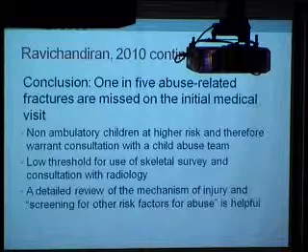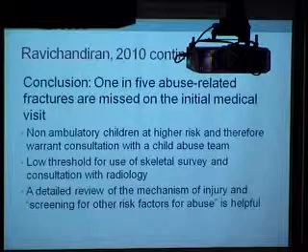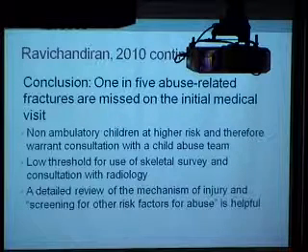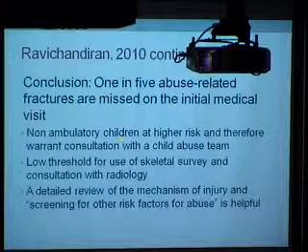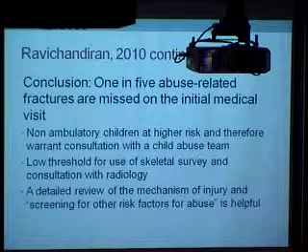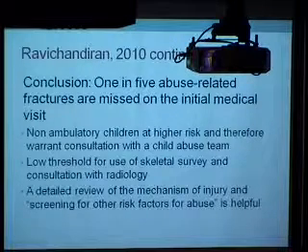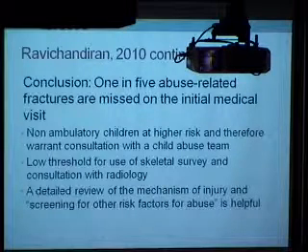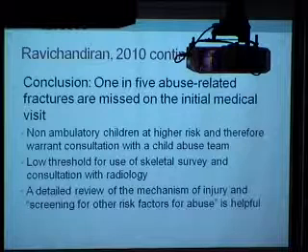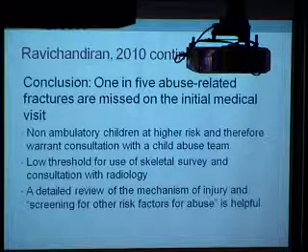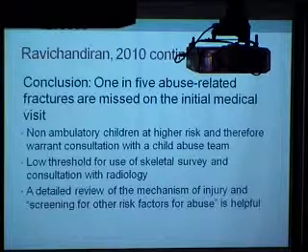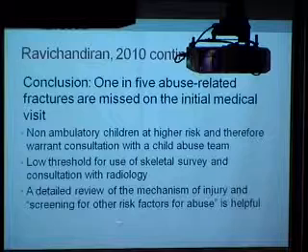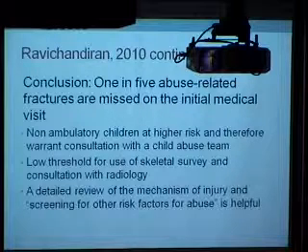So their summary was that 1 in 5 abuse-related fractures were missed on initial medical presentation. They also felt that non-ambulatory children were at high risk and warranted a child abuse team consultation. They also felt that there should be a low threshold for using a skeletal survey so that you wouldn't miss patients, and consultation with radiology, and that a detailed review of the mechanism of injury and screening for other risk factors for abuse would be helpful.